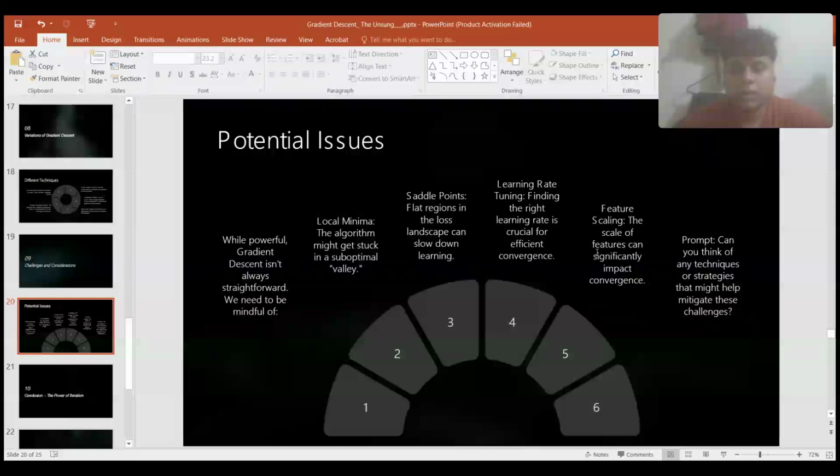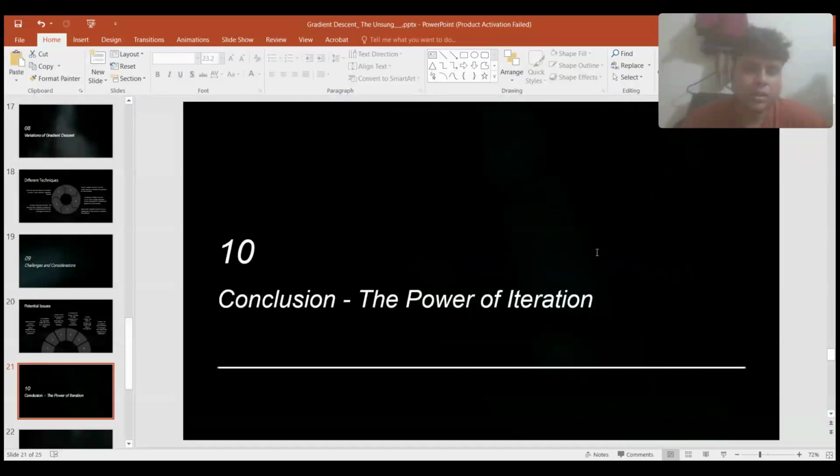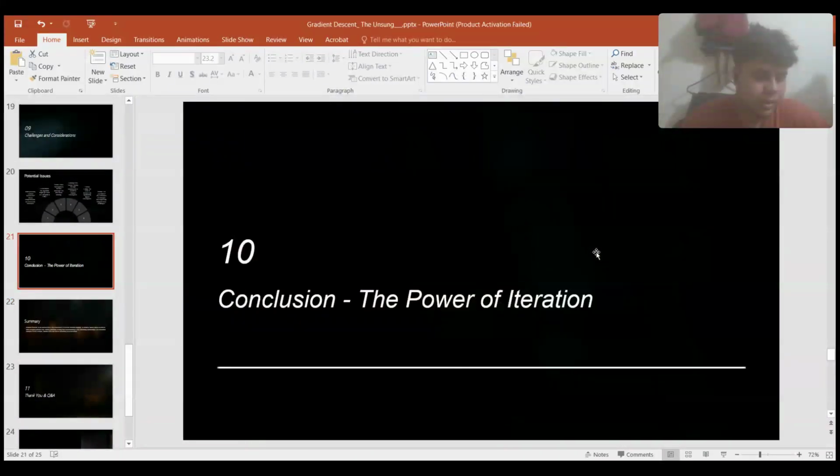Again, conclusion and the power of iteration. Gradient descent in its various forms is a cornerstone of modern machine learning. Its iterative nature allows models to learn complex patterns from data by gradually refining their understanding of underlying relationships. It's a beautiful example of how a simple, intuitive idea can lead to incredibly powerful results.